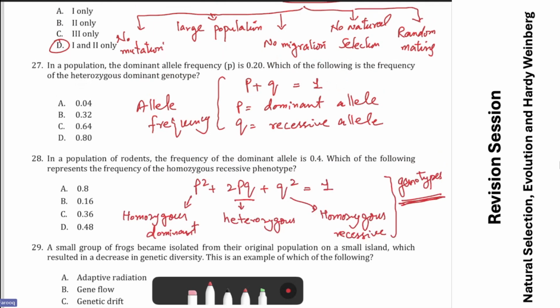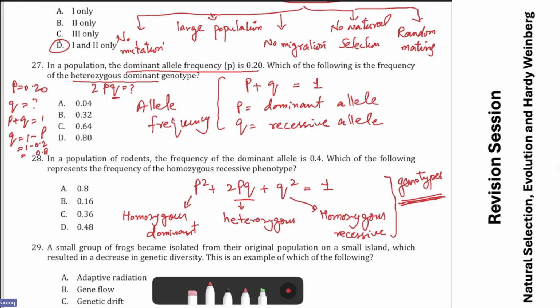Question 27. In a population, the dominant allele frequency P is 0.20. So I'm going to write here P is 0.20. What is the frequency of the heterozygous? So we need to find 2PQ, but it's not only PQ, you must put 2 to it. So we have P, we need to find PQ, but Q is missing. So you can find Q, the missing one. P plus Q is equal to 1. Q is equal to 1 minus P, that is 1 minus 0.2, and the answer is 0.8.